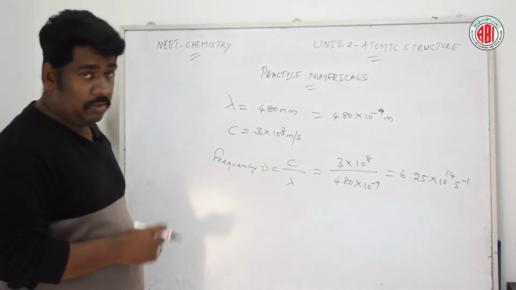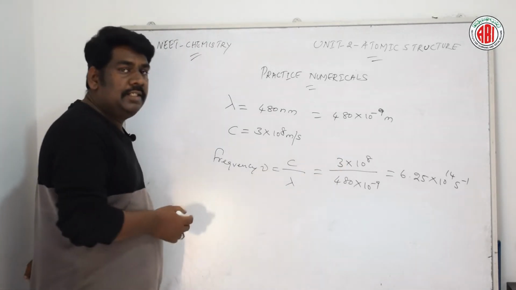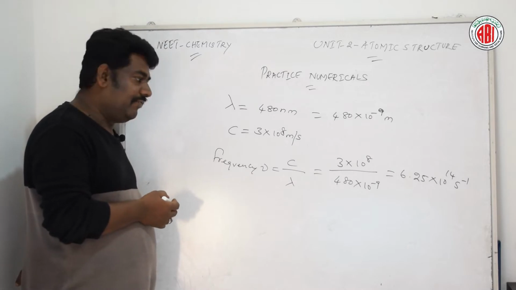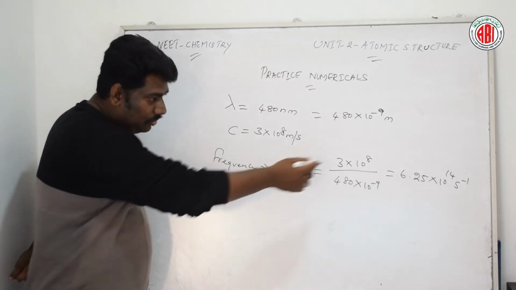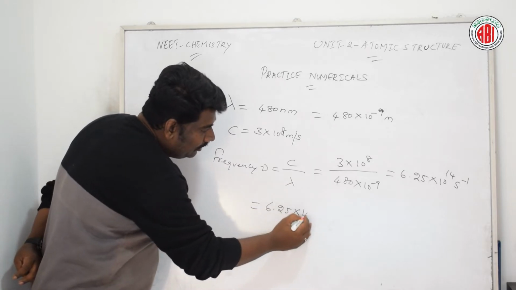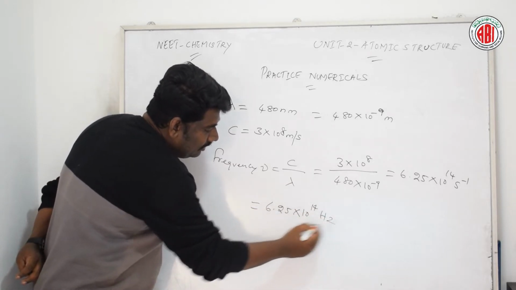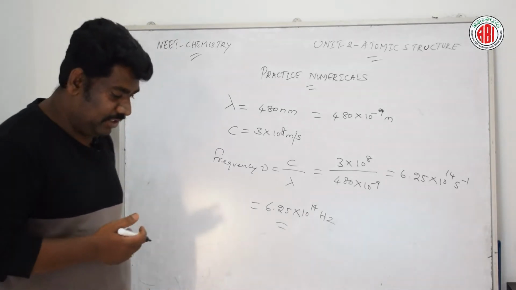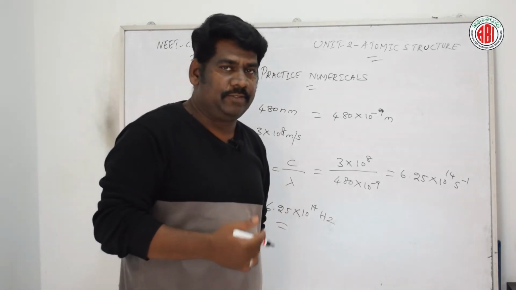Though they asked frequency, we use the unit for frequency as hertz. So this should be written in hertz: 6.25 into 10 to the power of 14 hertz. By this way we can solve this problem. Let us go for the next question.